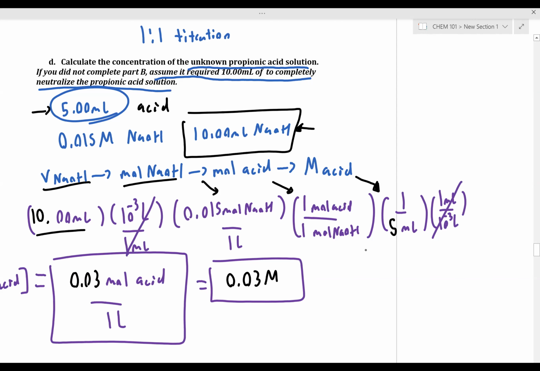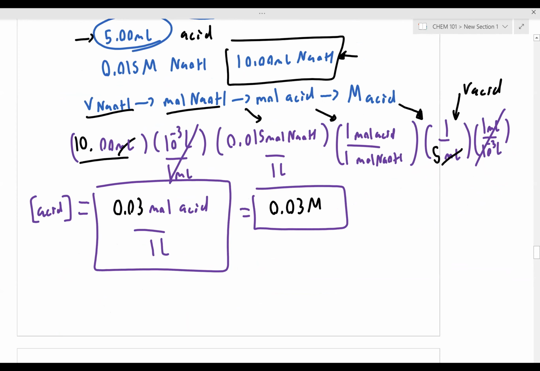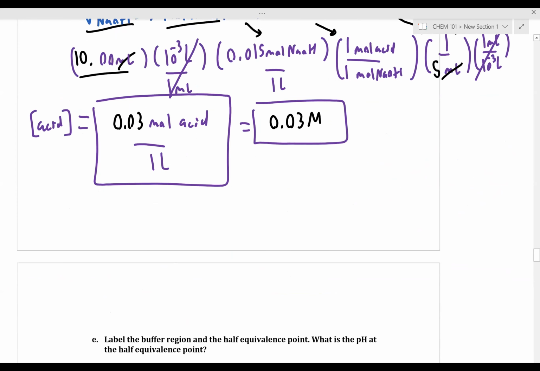The issue is we made a typo and we accidentally put 10 for both of these because one of the previous problems I made had 10 and 10. Yes, this 5 is the volume of acid. The milliliters cancel and we're left with our final molarity of acid of 0.03 mole, just using stoichiometry.